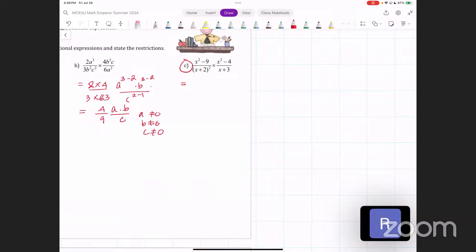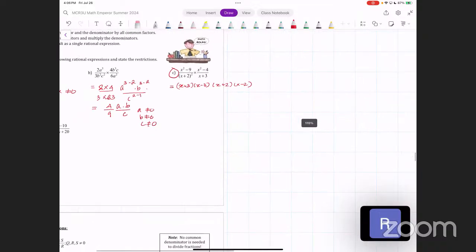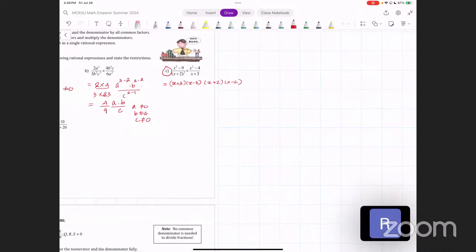So x squared minus 9, difference of squares, isn't it? So that is going to be x plus 3 times x minus 3. This is going to be x plus 2 times x minus 2. Difference of squares. Make sense? Are you following that? This comes by practice. This is absolutely by practice. There's no magic here. You need to identify the pattern.